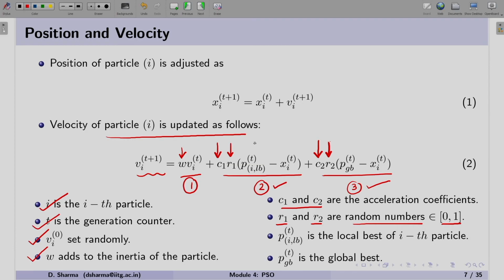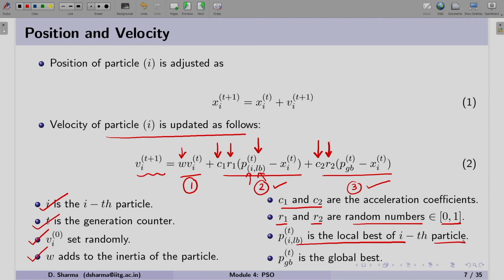Now come to this representation. This representation is called Pi. In the subscript it is written as ILB. We know that i stands for the ith particle, LB stands for the local best, and t is the current generation. So PILBT is the local best of the ith particle.